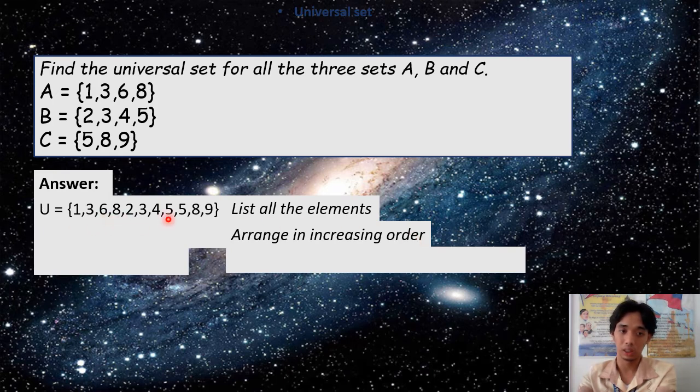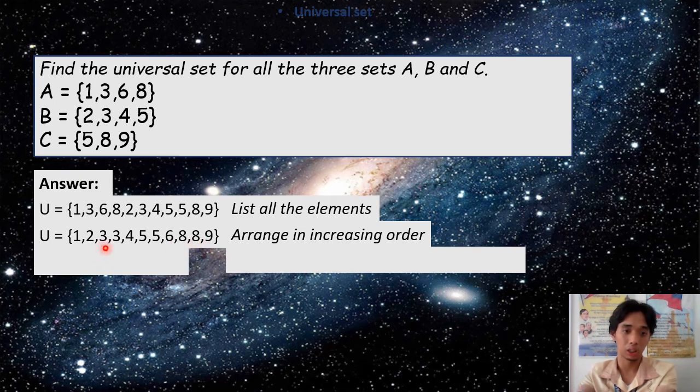So, arrange natin sila for us to find those elements that is repeated. Kasi sa sets, hindi na inuulit yung mga elements. Kapag dalawa yung 9, ilista natin yung 9 as 1. Kapag dalawa yung 5, ilista natin sila as 1. So, let's arrange it: 1, 2, 3, 3, 4, 5, 5, 6, 8, 8, 9.